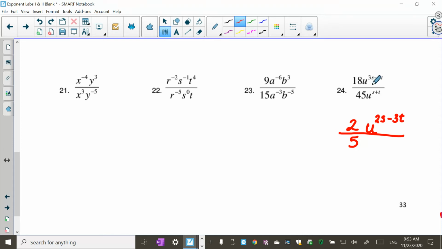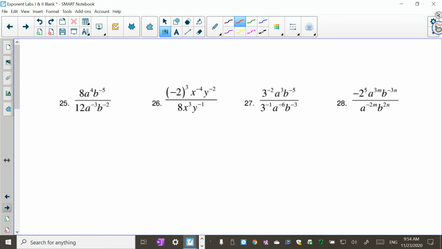It's easier than it looks because you're just subtracting this binomial minus this binomial. Good question. Okay. Next line. I'll do one of them with you. 26. Okay, 26 is a good one.